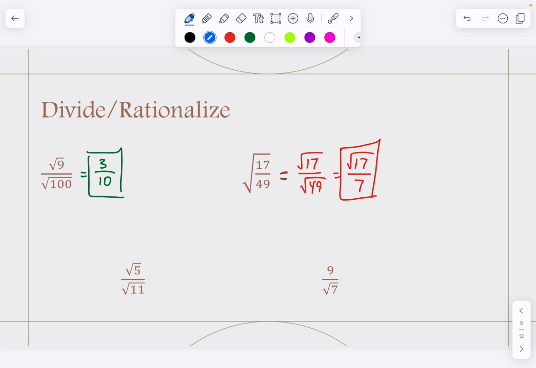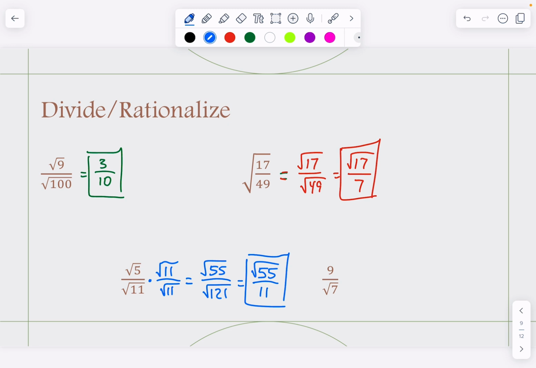This next problem, the square root of 5 over the square root of 11, I have to rationalize by multiplying by a fancy form of 1. In this case, we have the square root of 11 over the square root of 11. Multiplying now is going to give me the square root of 55 over the square root of 121. The square root of 55 will not simplify, but the square root of 121 is 11, which is the entire goal of rationalizing, trying to get that radical out of the denominator.